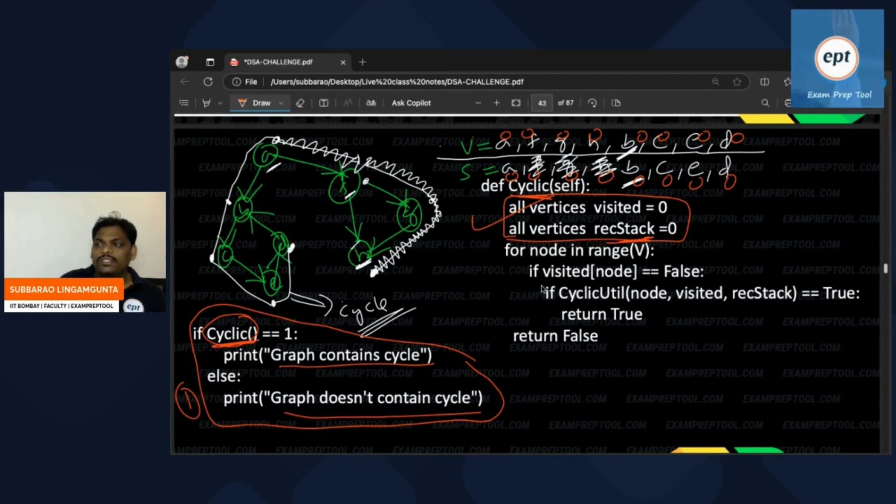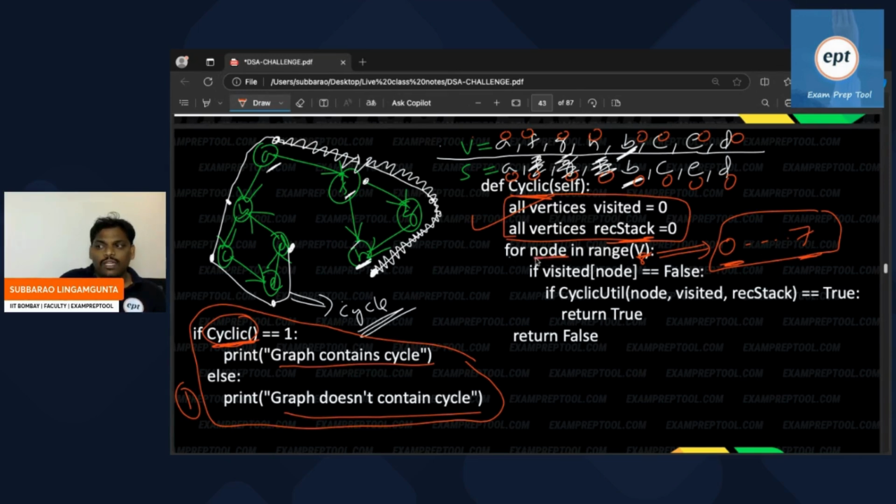Now what you do is take one for loop, in the range of V. Everyone listen. Suppose the number of vertices is 8. So, for node in range V, that is 8. Then it will go from 0 to 7. It will repeat from node 0 to node 7. Now, for node in range 0 to 7.